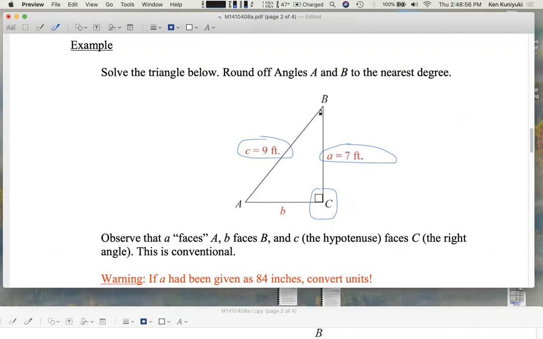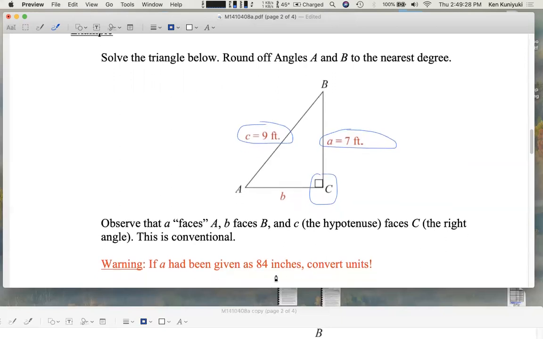Capital A and capital B represent the acute angles, or their measures. Angle C is the right angle. And then the side lengths are labeled little a, little b, and little c. The side with length little a faces or is opposite to angle big A, and so forth. Little b is opposite to big B, little c is opposite to big C, the right angle. So little c is the hypotenuse. This is a conventional way of labeling a right triangle.